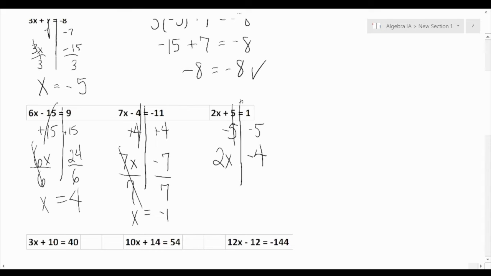And now we have 2 times x. The opposite of 2 times x is divided by. So we're going to divide both sides by 2. That cancels out. We're going to have x left over on the left side equals negative 2.